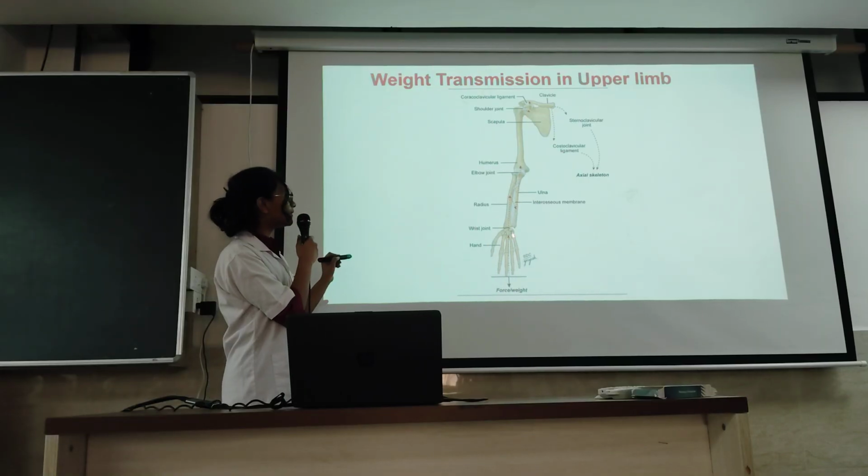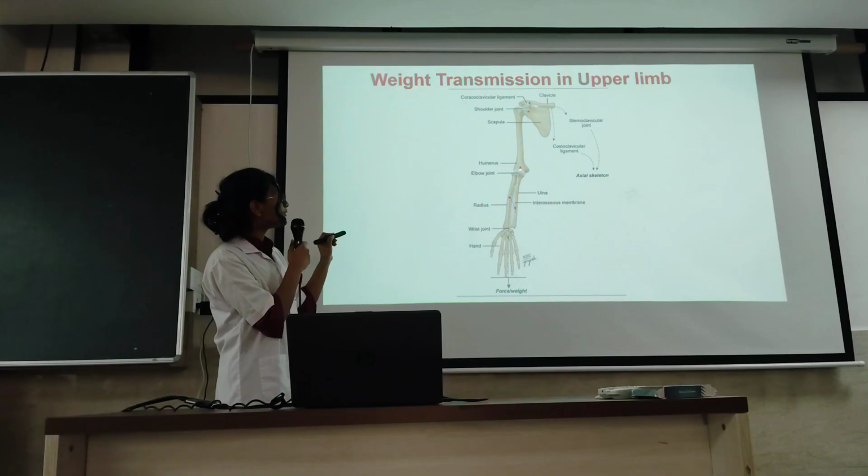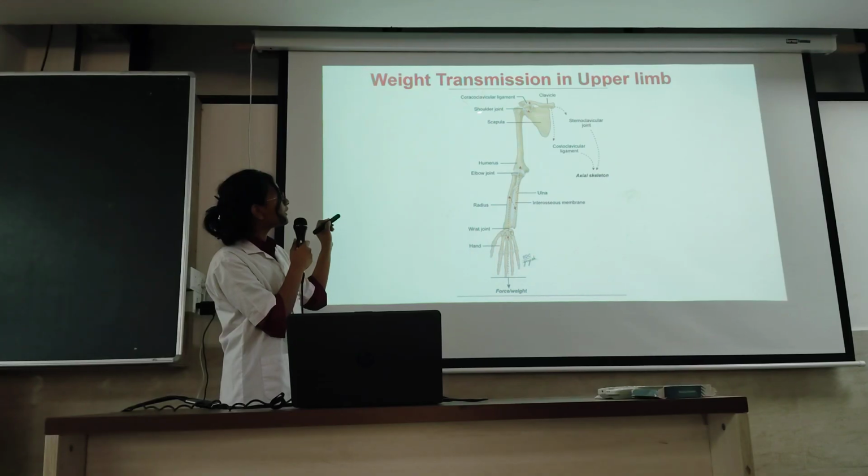It is from the hand to the wrist joint, to the radius and ulna by the interosseous membrane, then it passes to the elbow joint and the humerus, and through the shoulder joint it reaches the scapula, and reaches the clavicle through the coracoclavicular ligament, and ultimately it reaches the axial skeleton by the costoclavicular ligament and sternoclavicular joint.